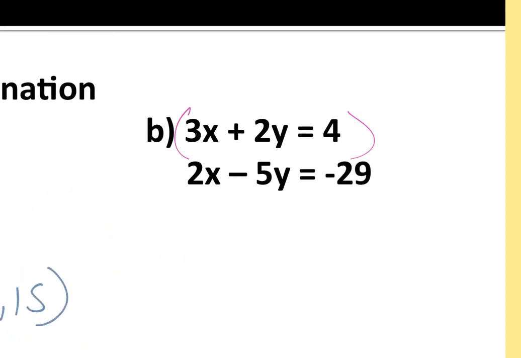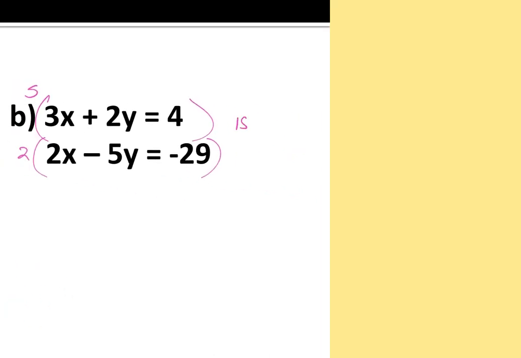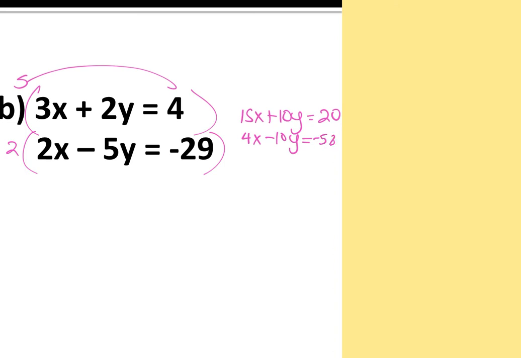So I'm going to multiply this by 5 and this by 2. So I get 15x plus 10y equals 20. Don't forget to go to the other side of the equal sign. And then 4x minus 10y equals negative 58. Combine your equations. So add them. 19x. These cancel. Negative 38. Divide both sides by 19. And x equals negative 2.